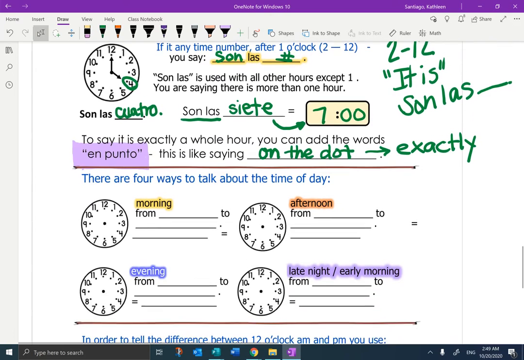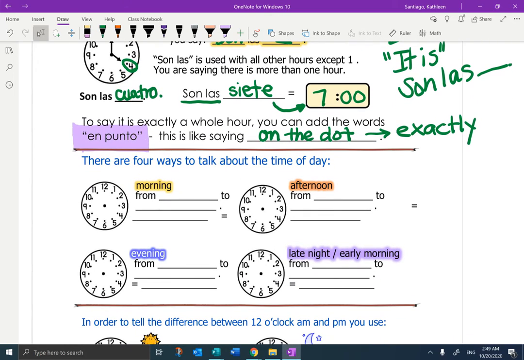Okay, there are 4 ways to talk about the time of day. So the first one is morning. And morning is really from 6 a.m. to noon. Okay, 6 a.m. to noon, and we call that mañana. We put the tilde there. So I'm going to color this in from 6 a.m. to noon. So it would be this side. Okay, that is called mañana.